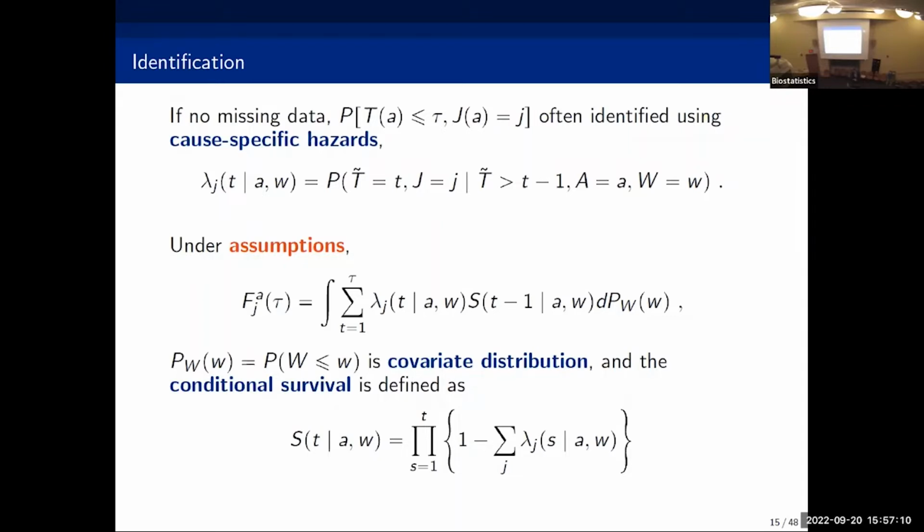We'll consider the conditional cause-specific hazard function here, conditioning on vaccine status and baseline covariates. Under certain assumptions, which I'll wave my hands over in the next few slides, we can identify this using a rather straightforward identification formula. On the inside you have the very familiar form of cumulative incidence, the one that the Nelson-Aalen and Aalen-Johansen estimators are based on. On the outside, we're just integrating this conditional cumulative incidence over the distribution of baseline covariates. Here, S is just a function of those hazard functions. It's the survival function.